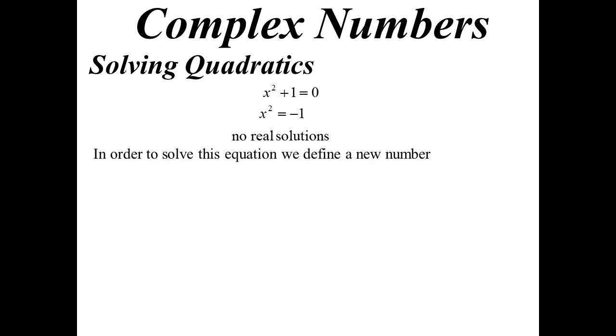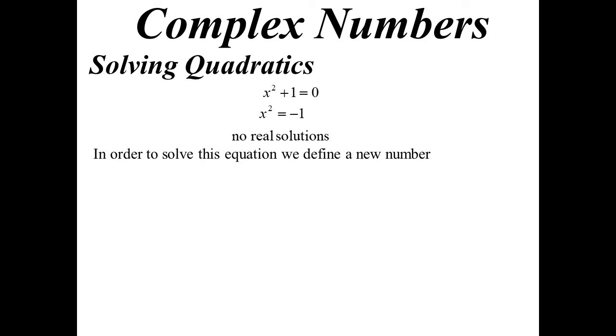And here's a very simple one. x squared plus 1 equals 0. So we go, okay, let's move the 1 to the other side. And we get x squared equals negative 1, and that's when we've come up with this problem. Can't do it. x squared can't equal negative 1. So we said there were no solutions, or more correctly, there were no real solutions. So we come up with a problem.